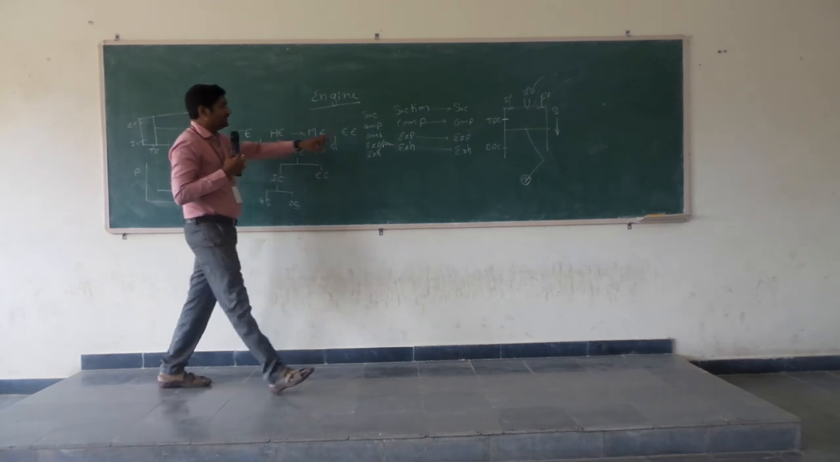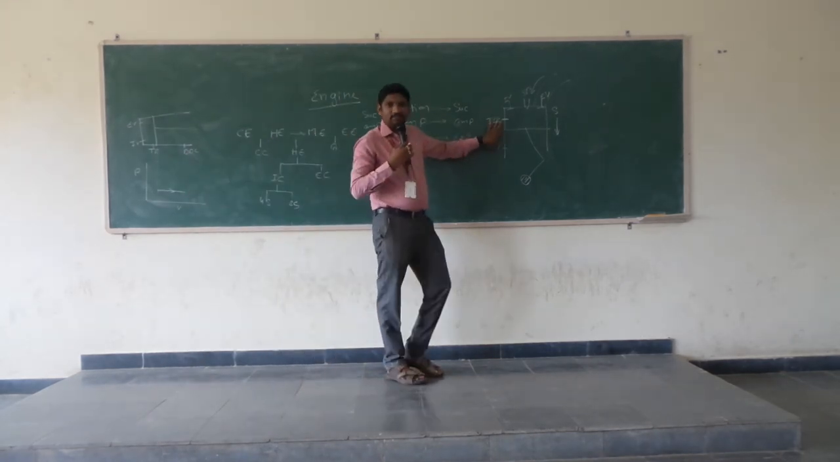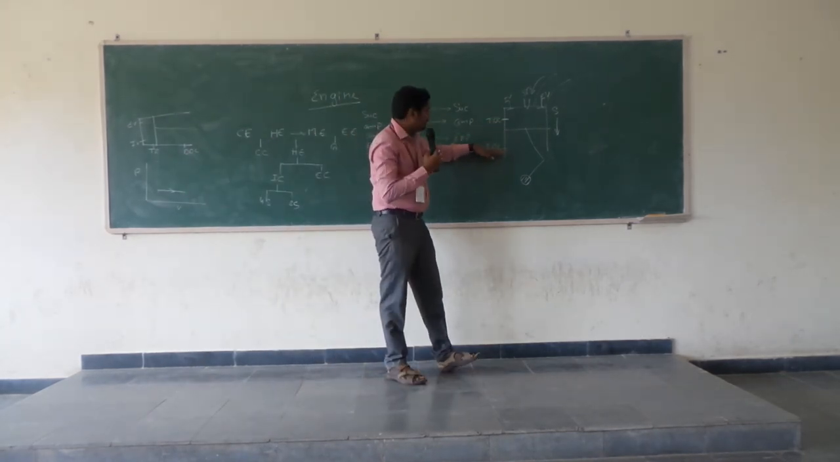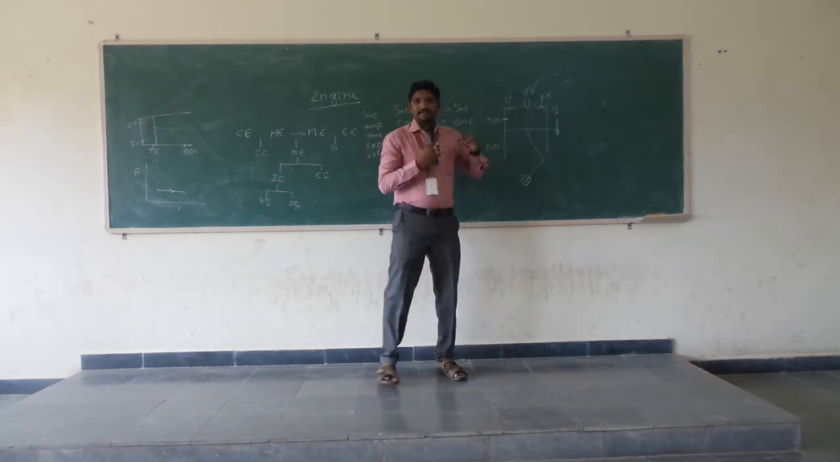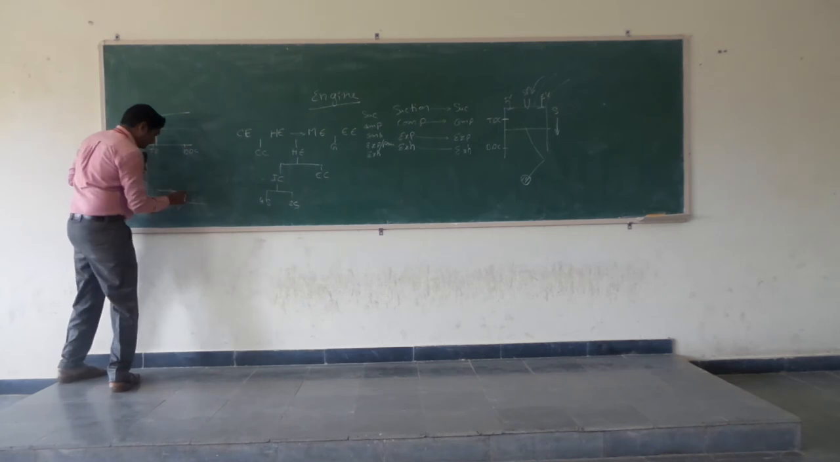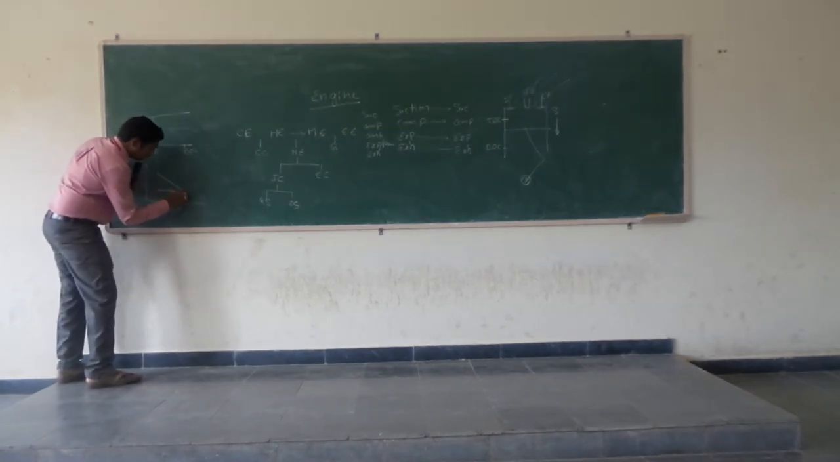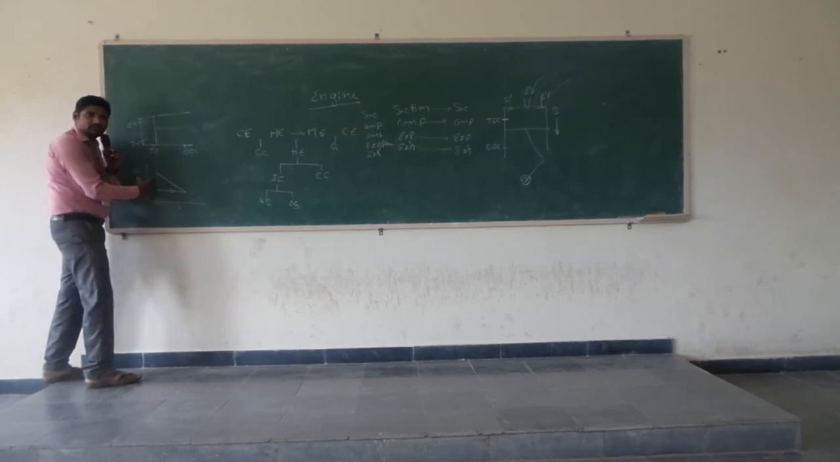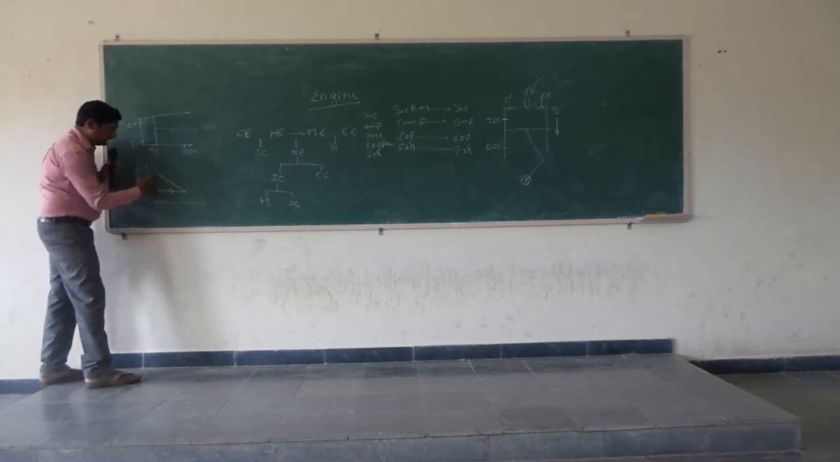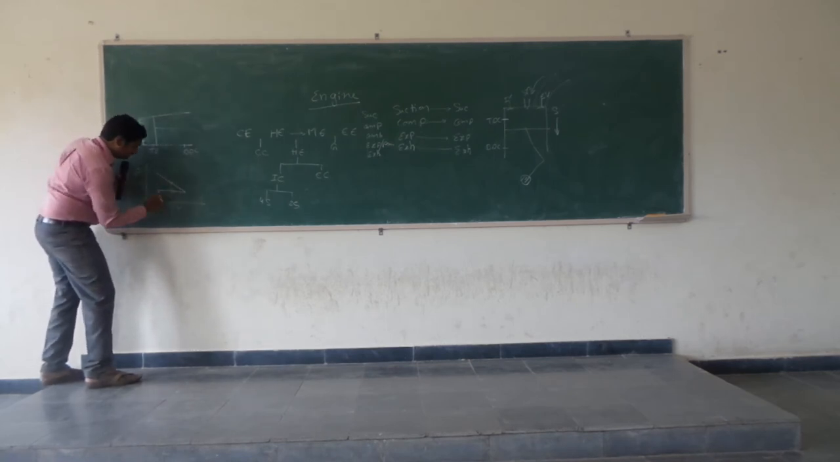After that, the second stroke is compression. What happens in the compression stroke? The piston moves from BDC to TDC. The volume decreases and the pressure increases. The piston comes back to its original position, the volume decreases, and the pressure increases up to point 2.